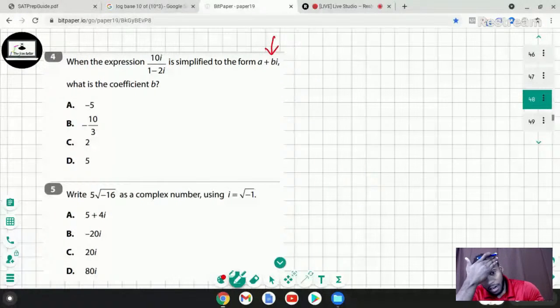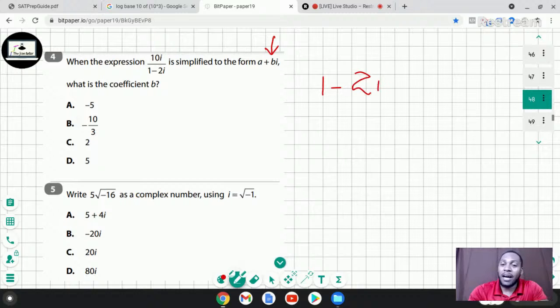Now, in order for us to simplify this expression, all we had to do is multiply by the complex conjugate of what we have. And what the conjugate means is, if I have 1 minus 2i, the conjugate of that is 1 plus 2i. Here's what that's going to do.